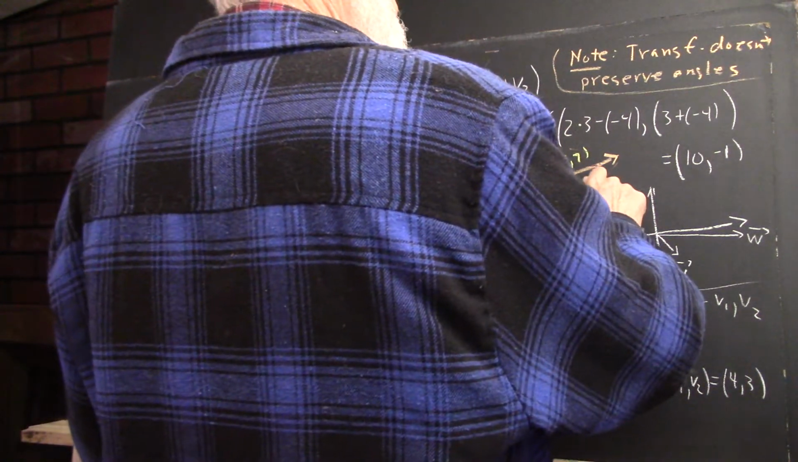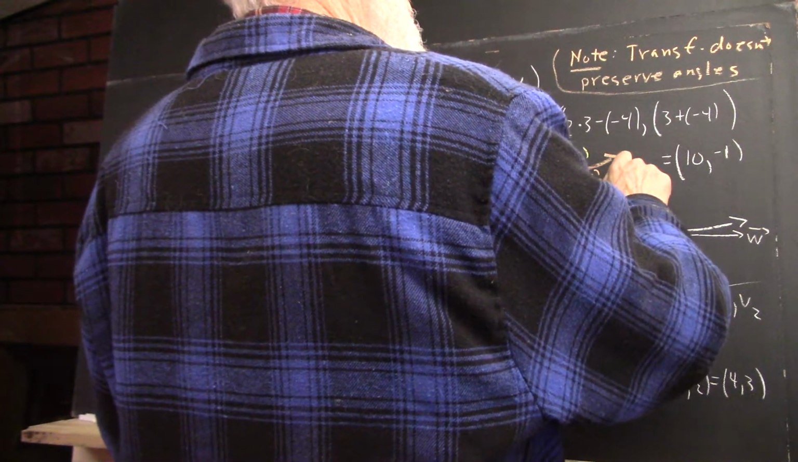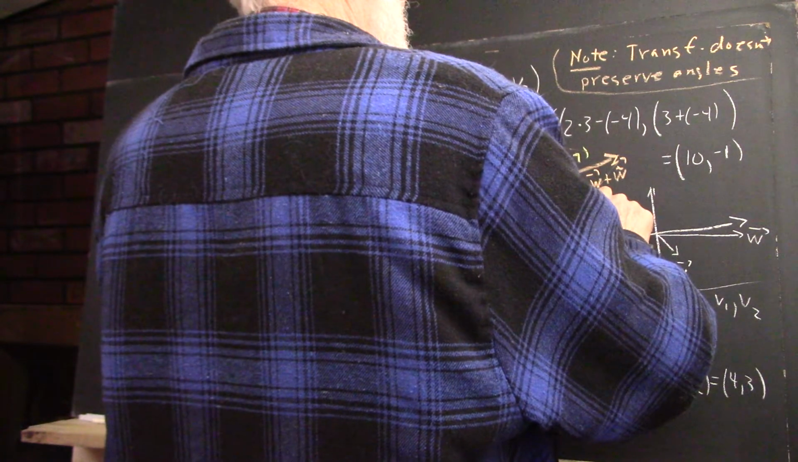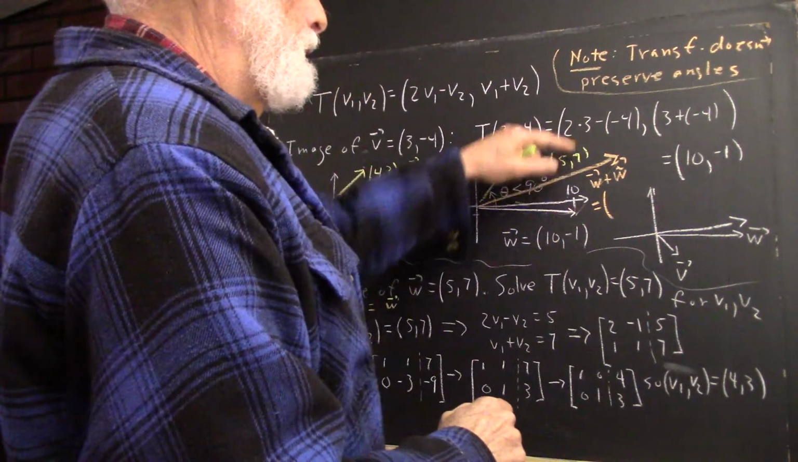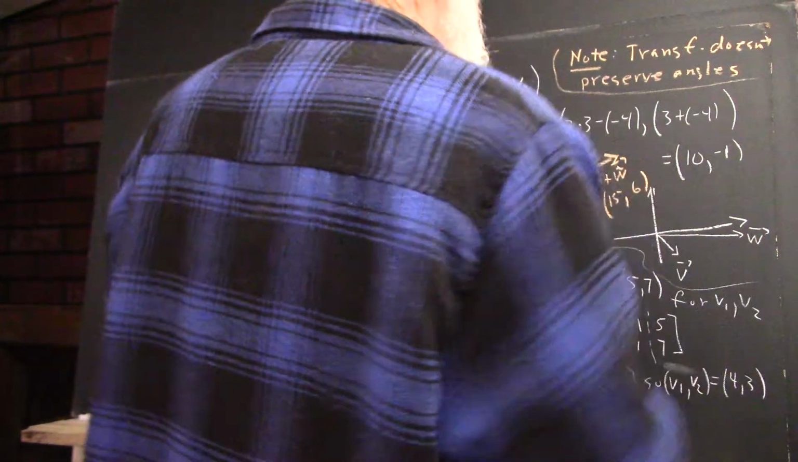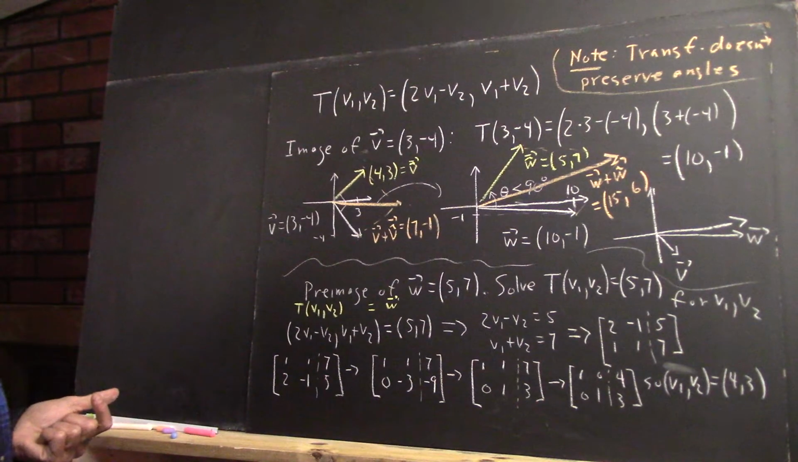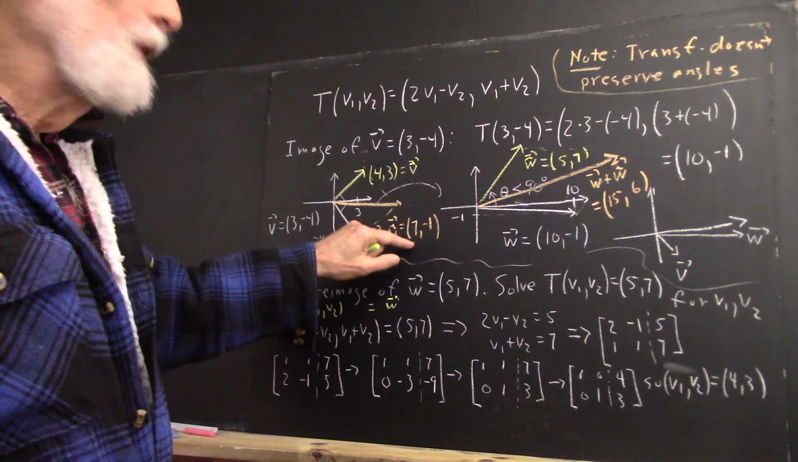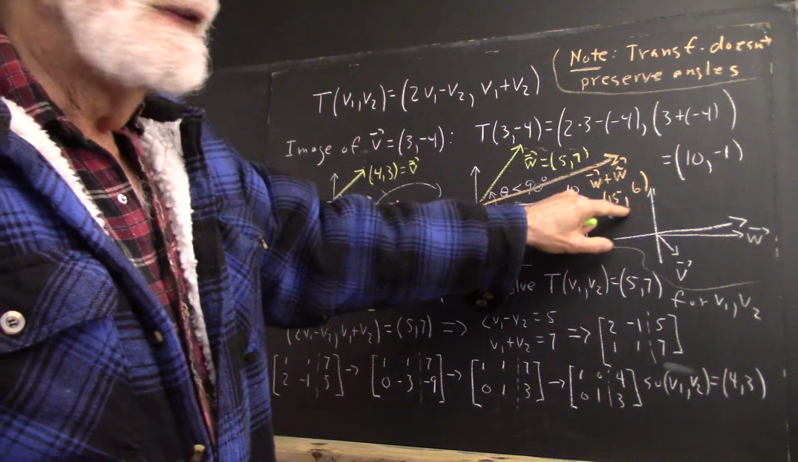Not a lot of room to label it, but I'll do my best. W plus W hat equals, well, 15, 6. Okay, now my question is, if I now transform 7, negative 1, do I get the vector 15, 6?